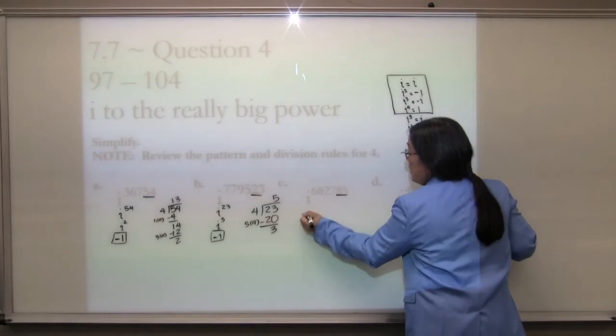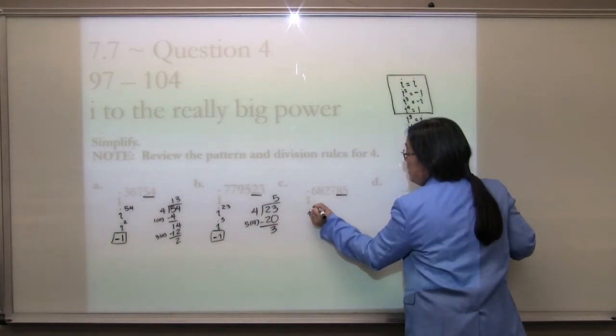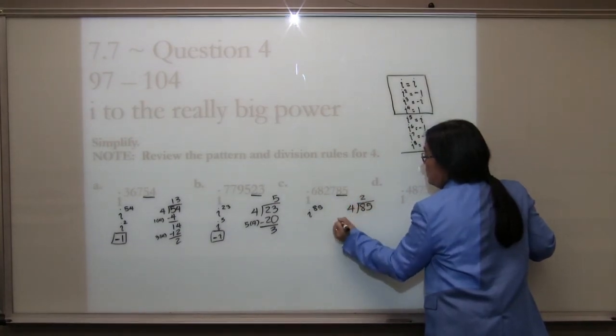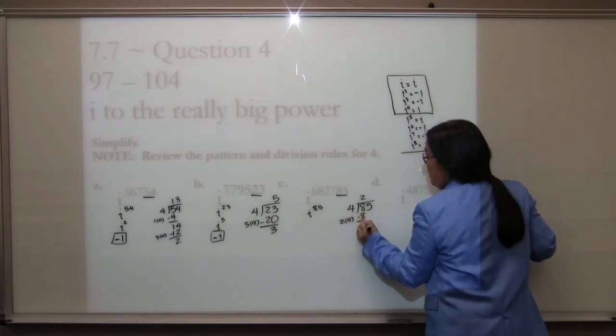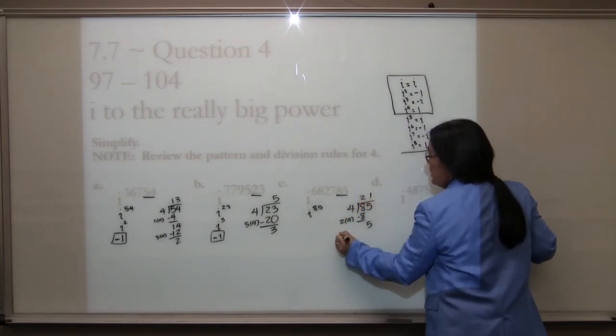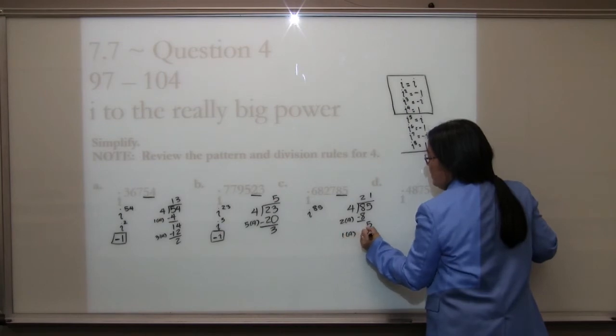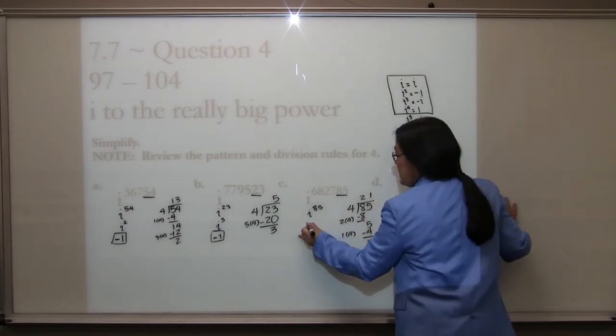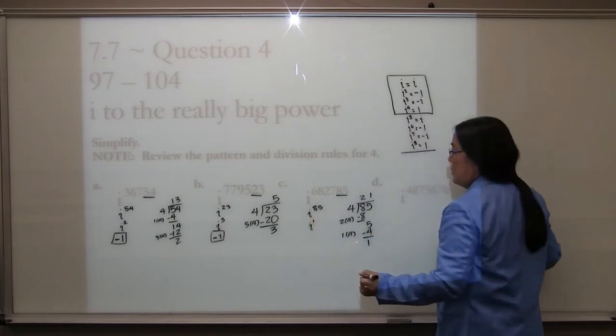Step 1, we're going to make i to the 85th power. Step 2, we're going to do 85 divided by 4. 2 times 4 is 8, subtracting, we get a 5 here. It goes in there once. 1 times 4 is 4. There is 1 remaining. That is i to the 1st power.